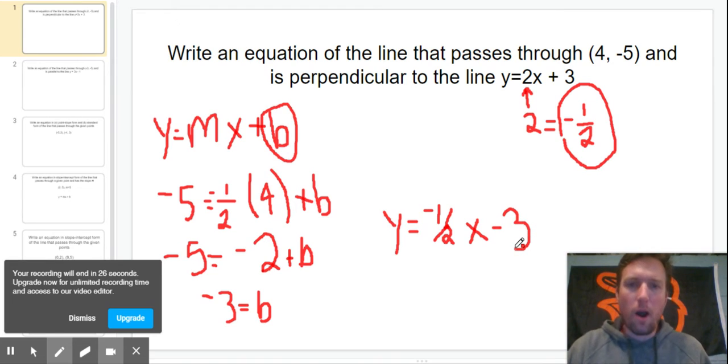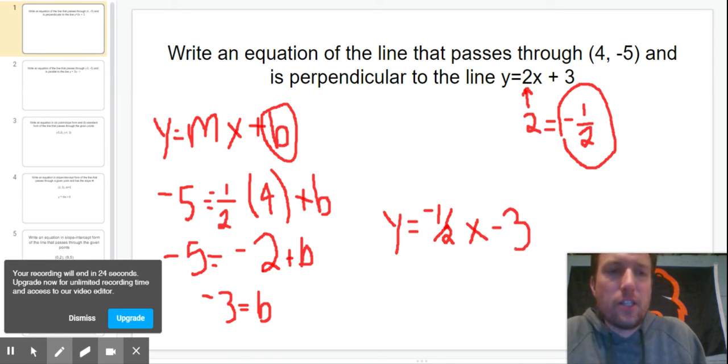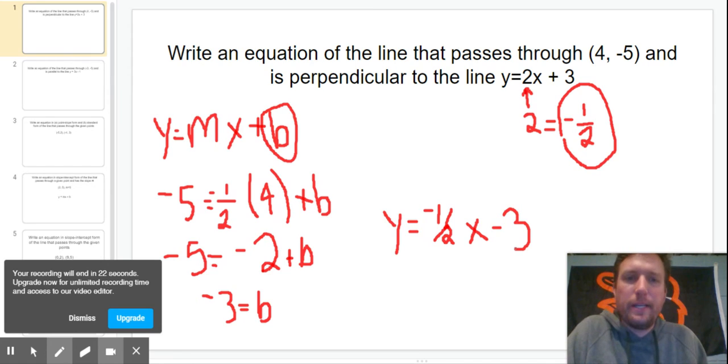Okay, cool. So our equation of a line that passes through (4, -5) and is perpendicular to the line y = 2x + 3 is y = -1/2 x - 3.